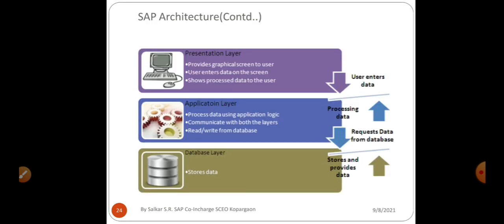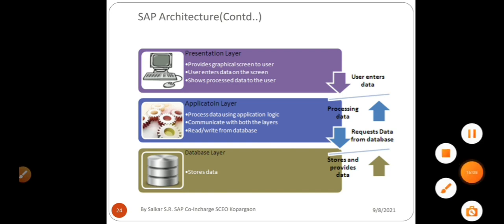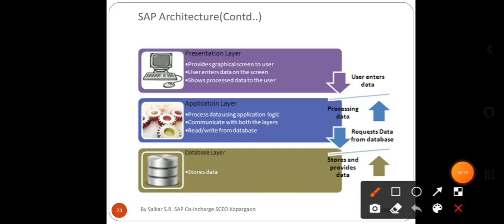Here you can see the function of each layer displayed. For the database layer, you have to keep in mind that it is the layer where the data is stored, and in SAP the data is mostly stored in the form of tables. So the tables are stored in the database layer, where the data is stored in the form of tables. It stores as well as provides the data as required.